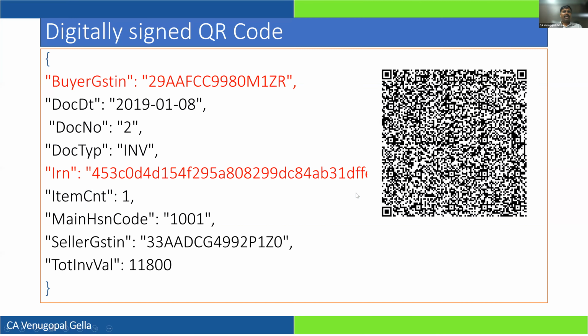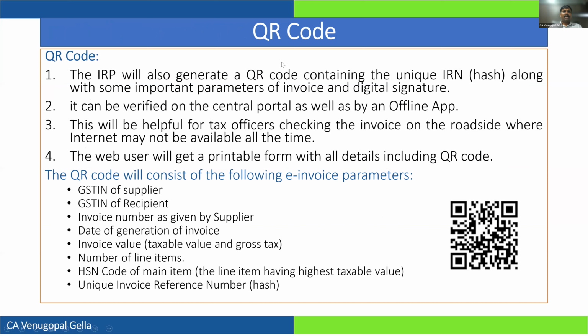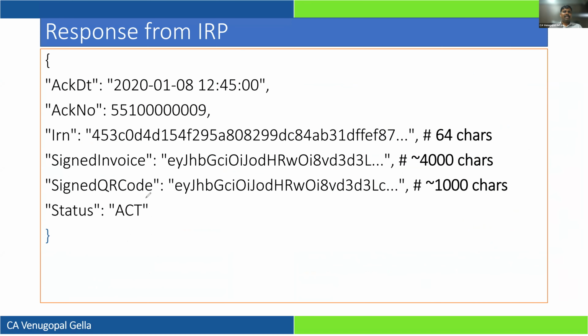If the invoice is cancelled within 24 hours, what status does IRP send? Sundar Vadwell, if the invoice is cancelled, the IRP is going to send the status of the invoice. Instead of ACT, the status is going to become CAN, which will indicate that it is a cancelled document.